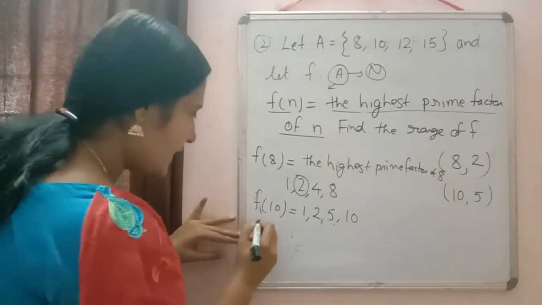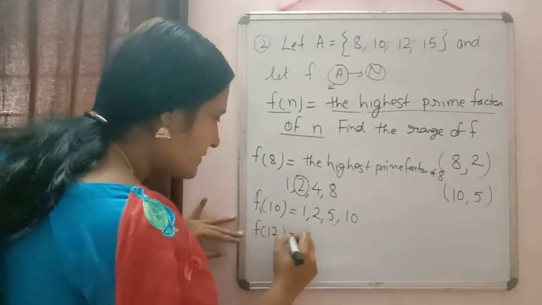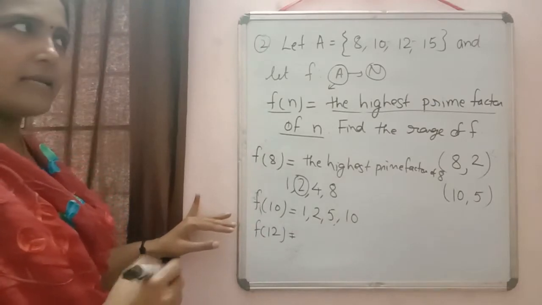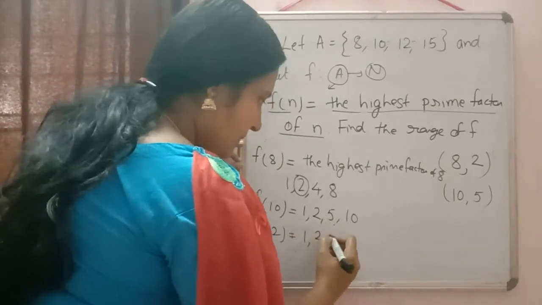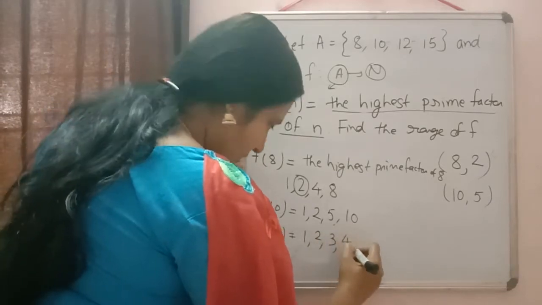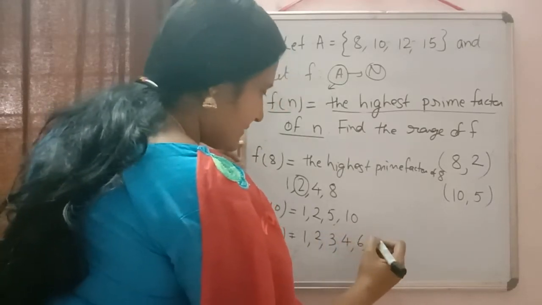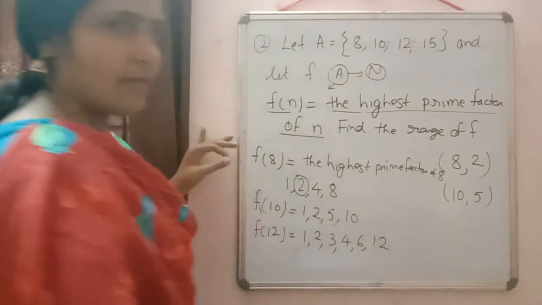Then next we will take 12. The first element is equal to 12. Write down the factors. 1, 2, 3, 4, then 6 and then 12 itself.